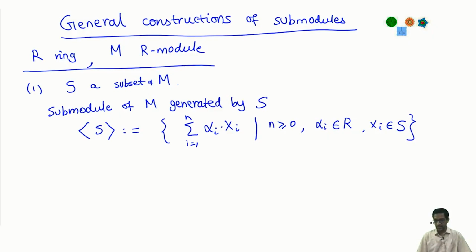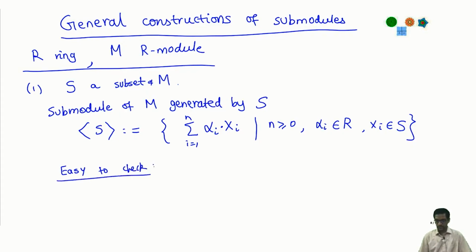So this thing here, what I call alpha_i x_i, is the scalar multiplication that's given because M is a module over the ring R. Okay, so the submodule is just all what we would call finite linear combinations of elements of S, and this is what you would call a span in a vector space. Okay. Now observe that it's easy to check that this is in fact a submodule.